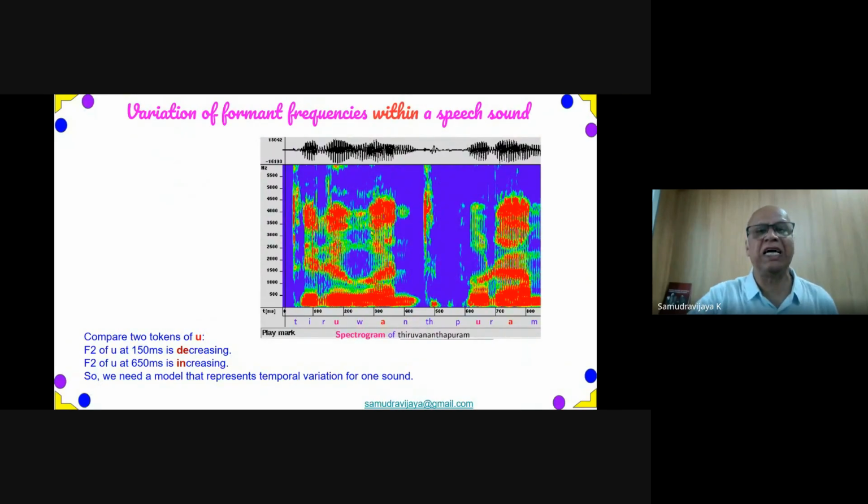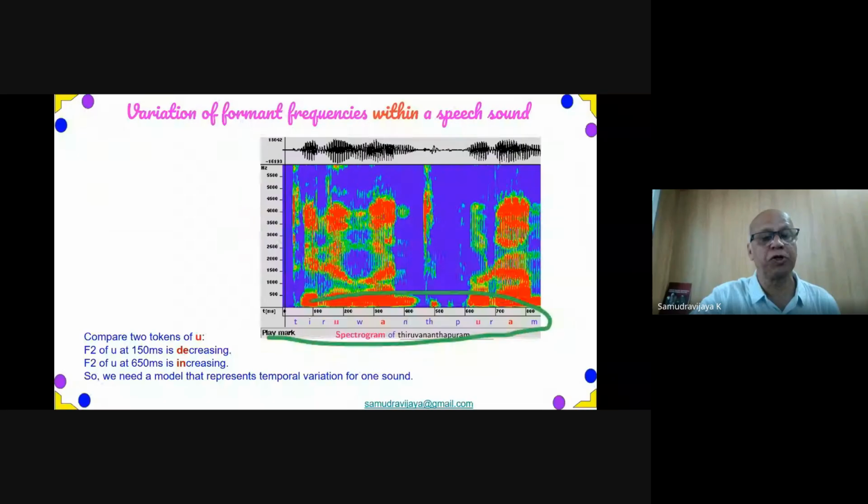What we see is that even this Markov model alone is not sufficient. Let's look at why that is so. Here is a spectrogram of the word Thiruvananthapuram. A North Indian spoke this, so he mispronounced it. That's okay, a normal, healthy person.